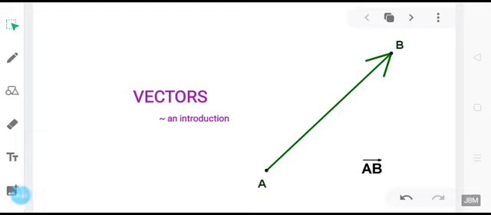Welcome back, students, to another class in physics. Today we'll be introducing a new topic from the syllabus of physics in class 11, vectors.